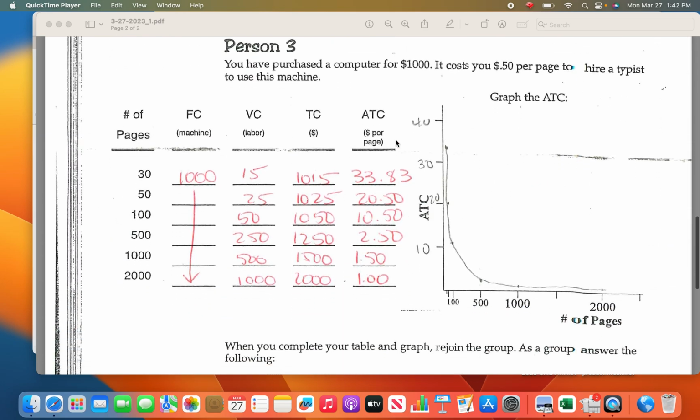And then this is the computer. So the computer costs $1,000. That's a fixed cost. Doesn't matter how many we type. It's going to cost us $1,000 whether we type 30 or whether we type 3,000. Our variable cost, it's a little cheaper. It's only 50 cents to hire a typist to type on this. So our variable cost, again, varies depending on how many. So 50 cents times 30, and that's how we get this.